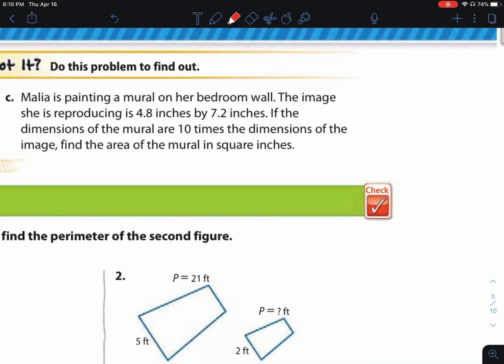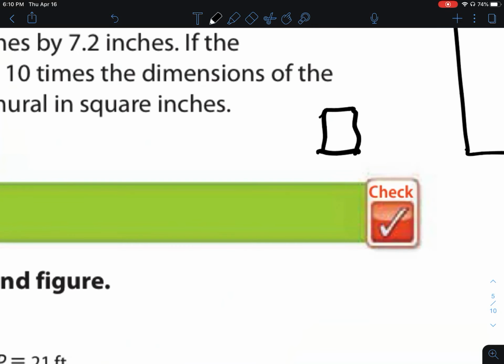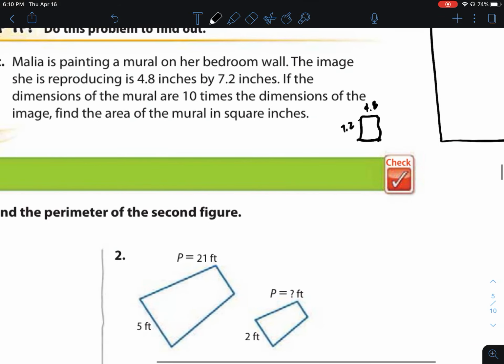Let's analyze this problem. So basically, Malia is painting a mural. A mural is basically a huge painting. So that's your mural, and this is your little painting right here. So Malia is painting a mural in her bedroom. The image she is reproducing is 4.8 inches by 7.2 inches. Well, it's probably the other way around, since this is longer. So this is 7.2 and this is 4.8. Doesn't really matter. And she is reproducing that mural.